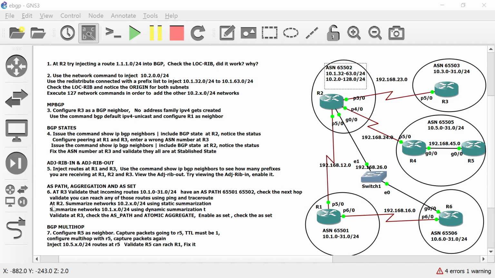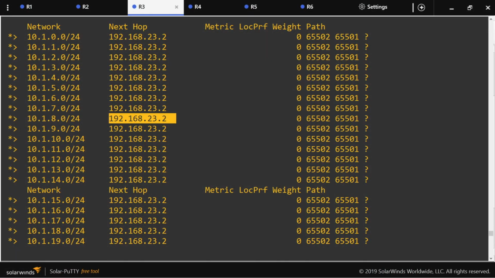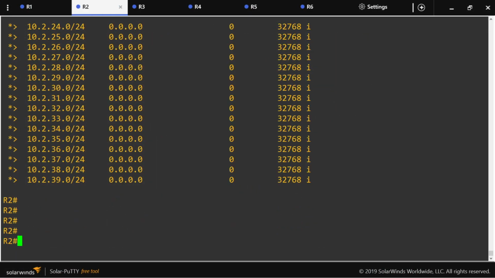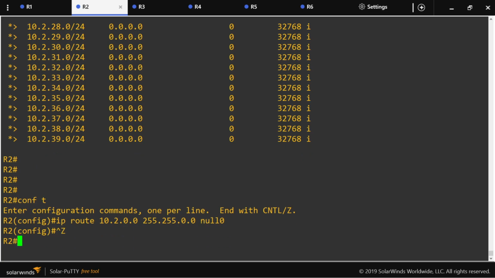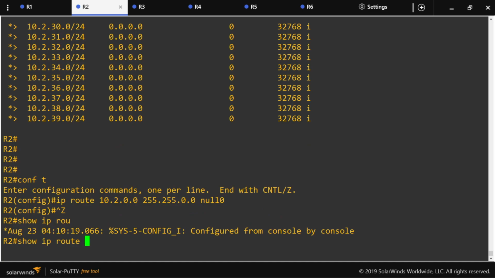We already did that. So we're going to summarize the 10 network using a static summarization and the 10.1 using dynamic summarization at Router 2. So let's go to Router 2. For the static summarization, all I have to do is create a static route for the summary I want to create. For instance, a slash 16, and it will go to Null0. So now I have this route in the routing table.